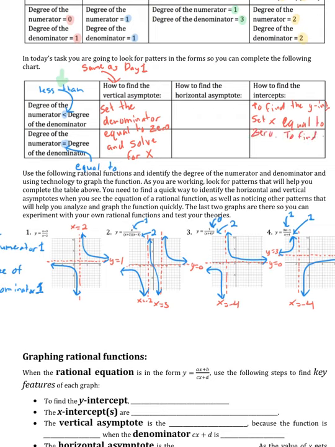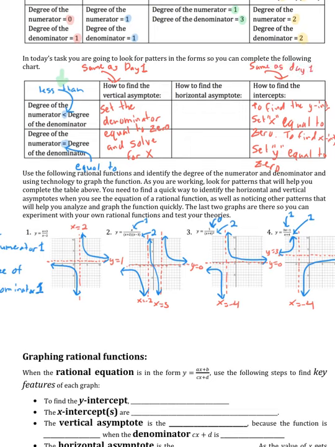To find the x-intercept, set y equal to 0. I'm going to put x and y in parentheses here. And solve. That is also the same as yesterday.